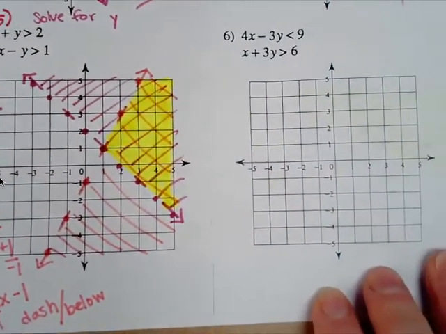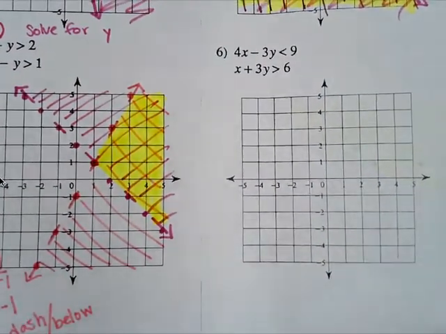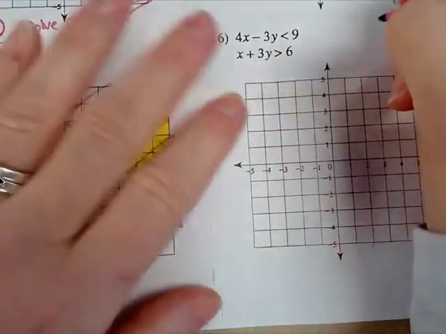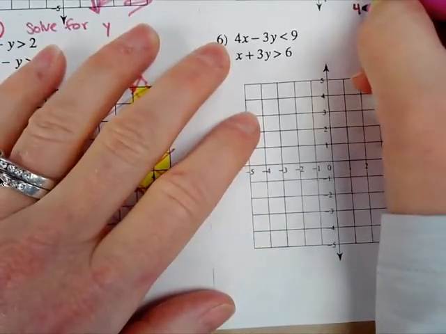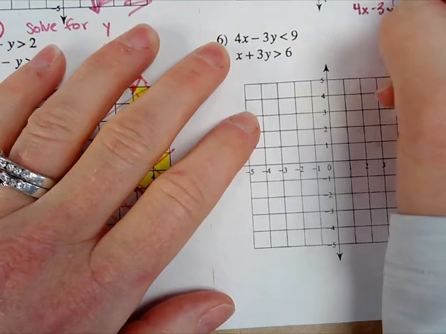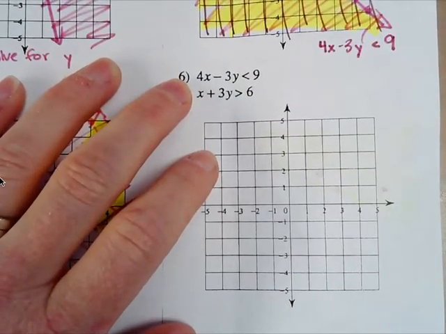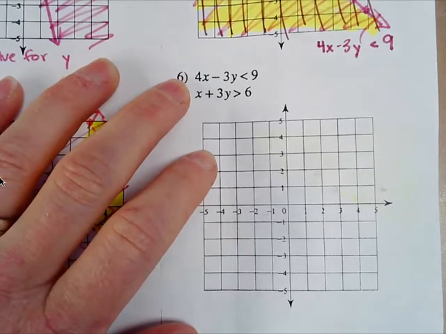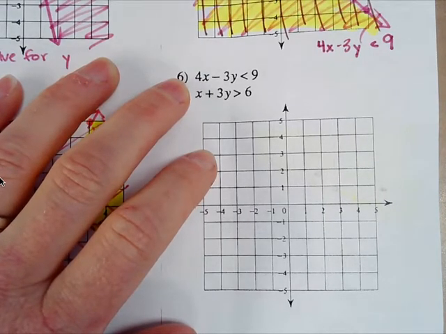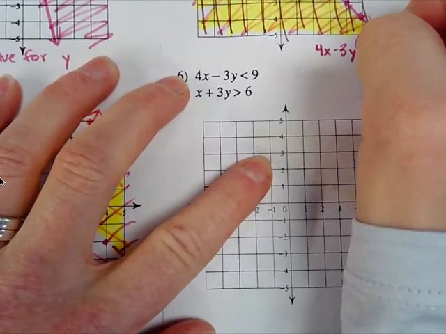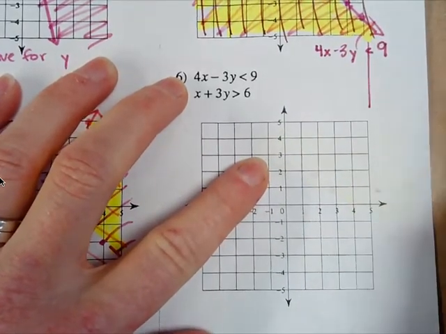Okay, the last example. We have two written in standard form. We need to graph them, so we need to solve them both for y. So let's write the first one. I'm going to put it up here: 4x minus 3y is less than 9. Draw your line down your less than symbol.